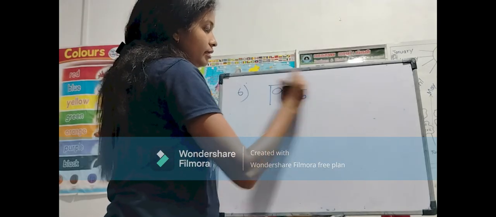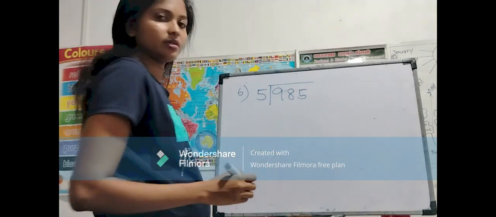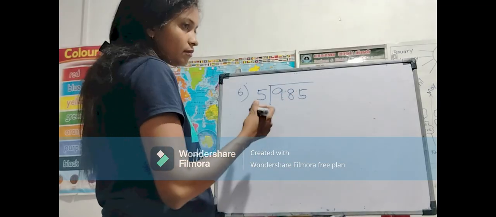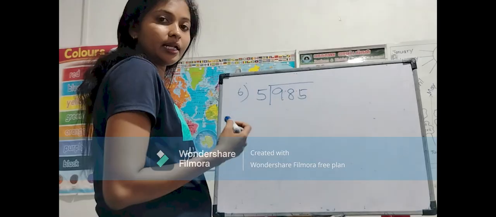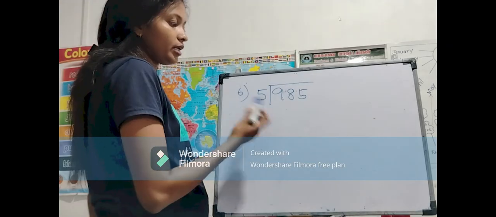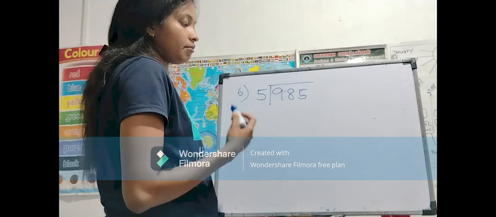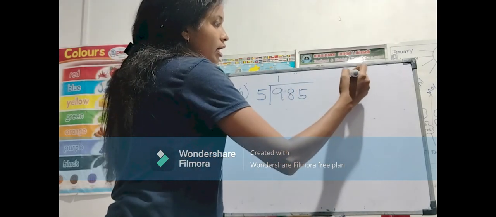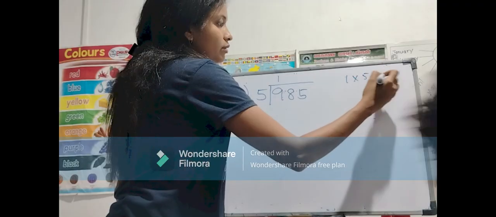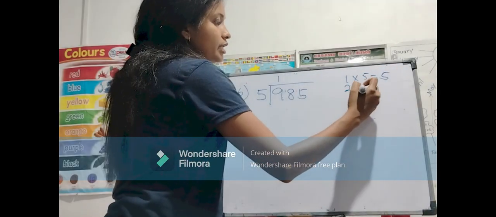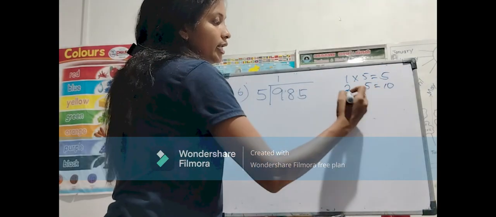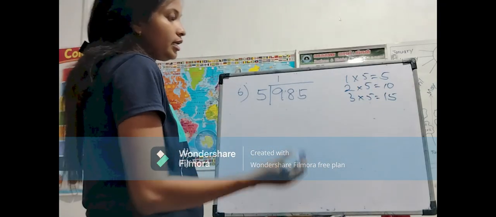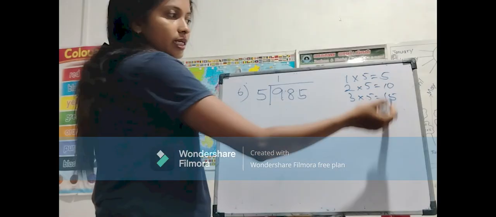985 divided by 5. Okay. Then 9 divided by 5 means how many 5s are in number 9? Including number 9, how many 5s? Only 1, because 1 times 5 is equal to 5, 2 times 5 is equal to 10, 3 times 5 is equal to 15. Can you see this number 9 in here?